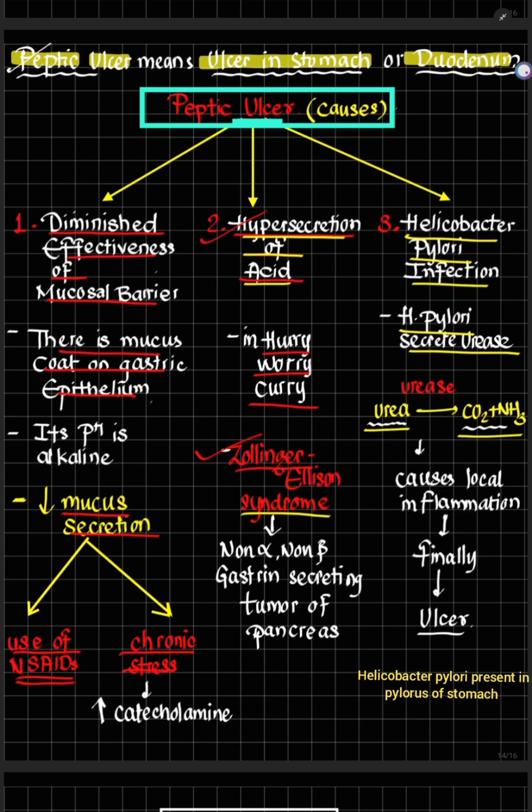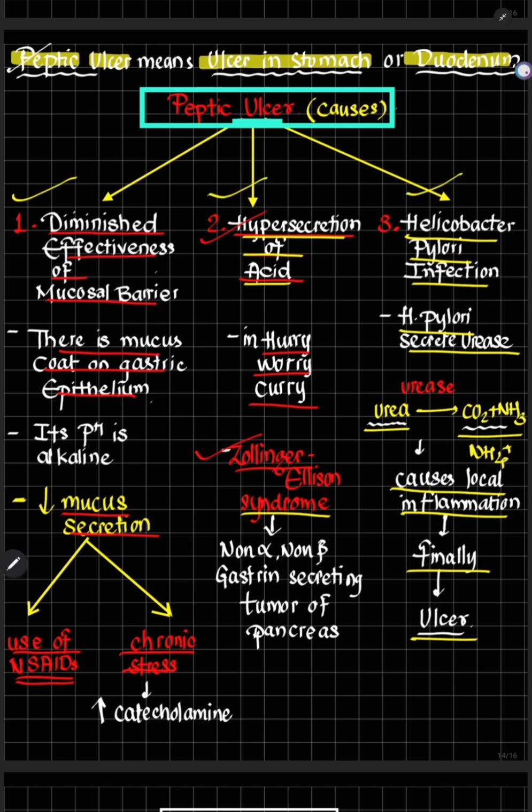There is abundant H plus ion in the stomach, which forms ammonium NH4 ions in the stomach, and it will act as a buffer, which will cause a local inflammation that will finally lead to the ulcer. So these are the main three causes of peptic ulcer. You can represent these three causes as they are in your university exam, and you can get full marks. This is a very easy and convenient representation for the examiner to check.